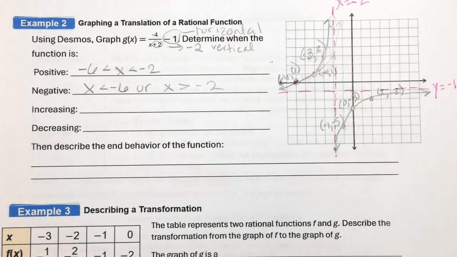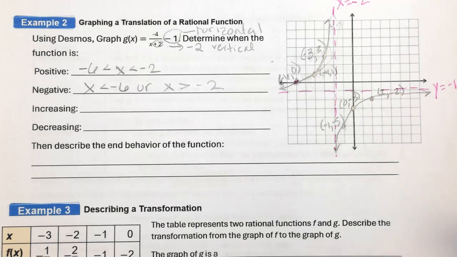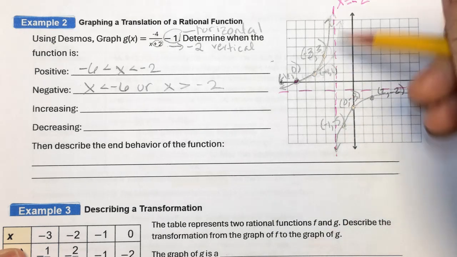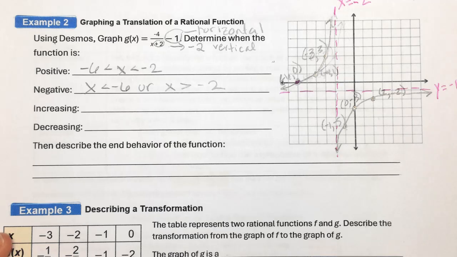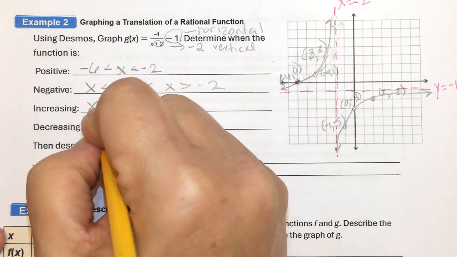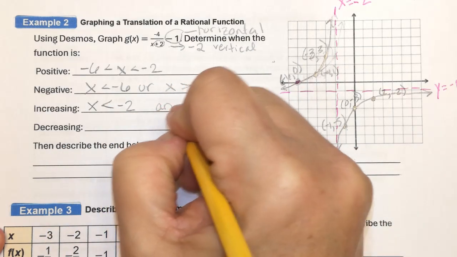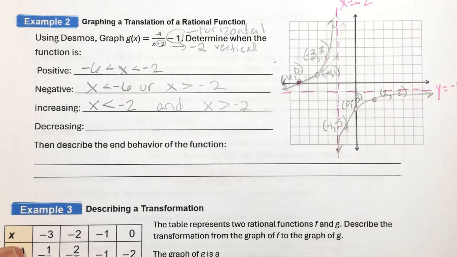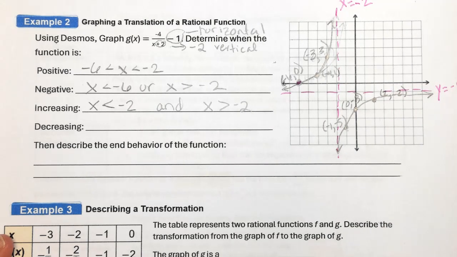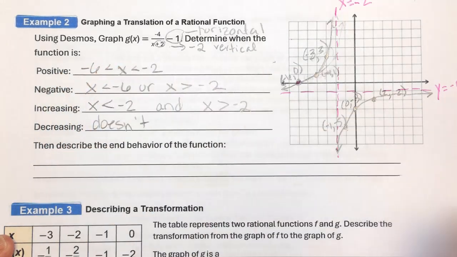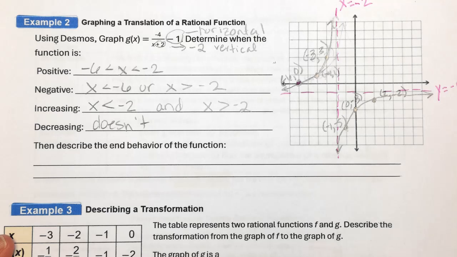All right, so increasing and decreasing. So both branches show the function increasing. Remember, we read left to right, left to right. So both of them show increasing, so the function is increasing. But remember, because we have those asymptotes, that kind of breaks up our function. So it's increasing when x is less than -2 and when x is greater than -2. You can also write those in interval notation. So when does it decrease? It doesn't. And remember, in big ideas, you would put no real numbers.